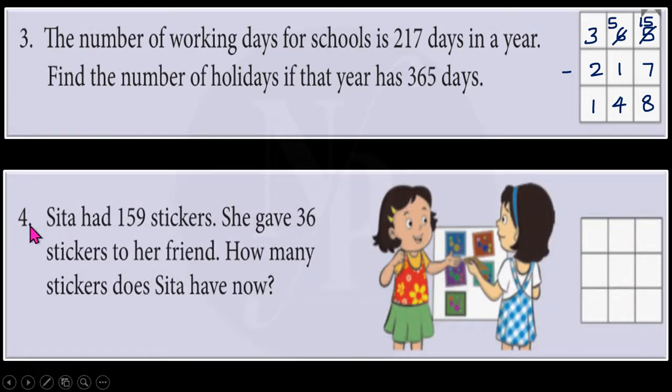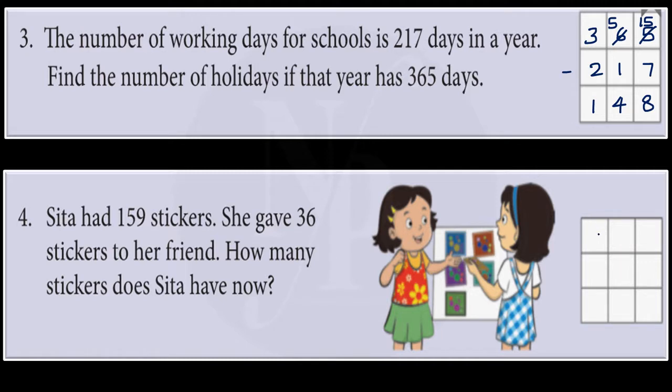Question number 4. Sita had 159 stickers. She gave 36 stickers to her friend. How many stickers does Sita have now? So Sita had 159 stickers with her, and she gave 36 stickers to her friend, and we have to find the number of stickers left with Sita. Now let us write down these numbers in the table and find.